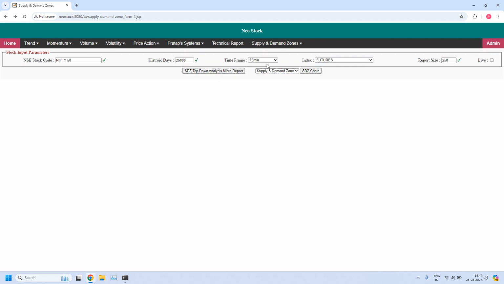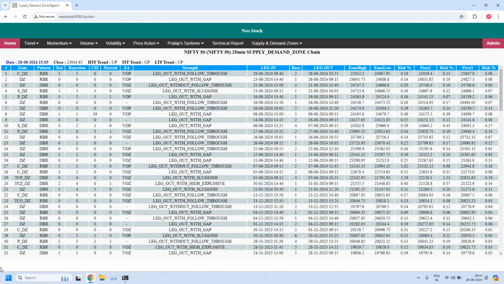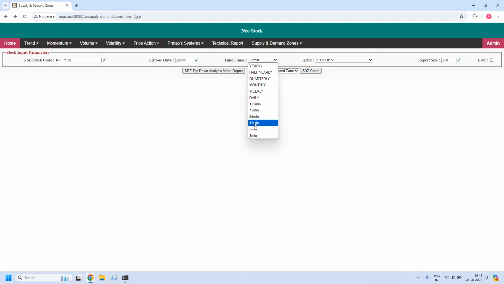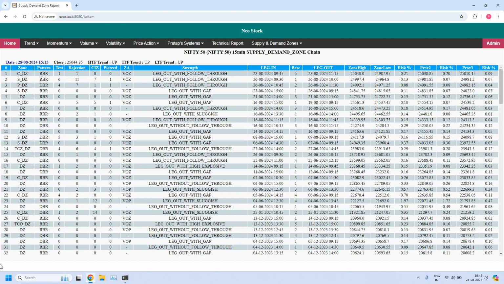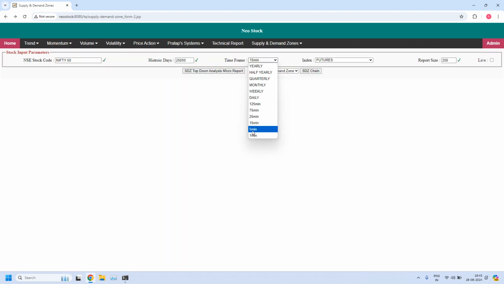The next time frame is 25 minutes. I am generating 25 minute supply demand zone chain for NIFTY. The next time frame is 15 minutes, generating 15 minute supply demand zone chain for NIFTY. The next time frame is 5 minutes, generating 5 minute supply demand zone chain for NIFTY.